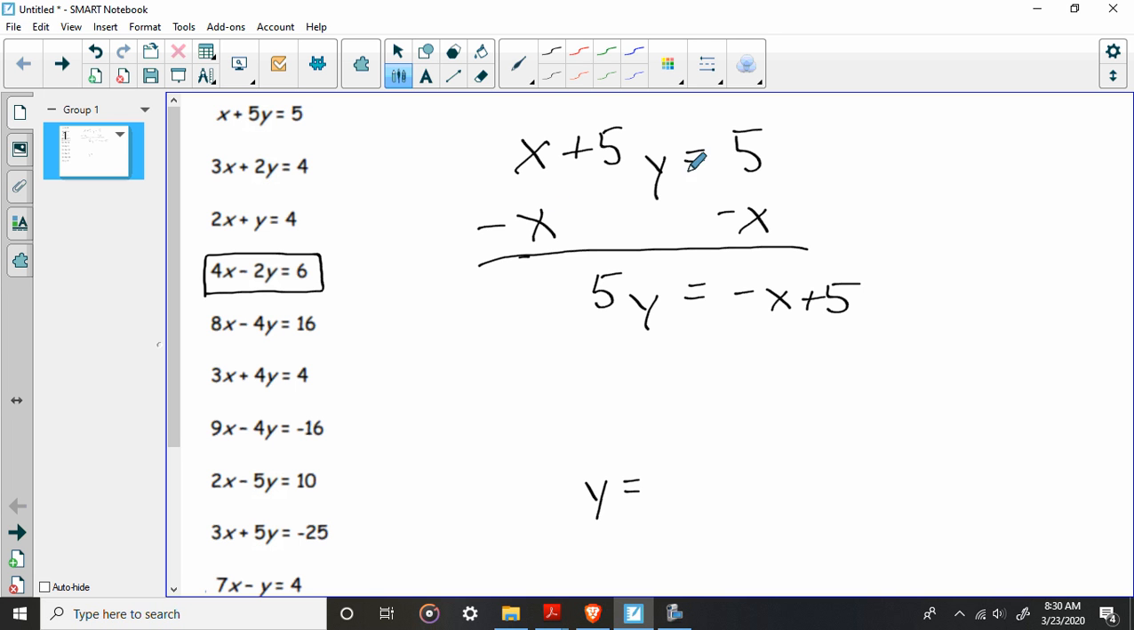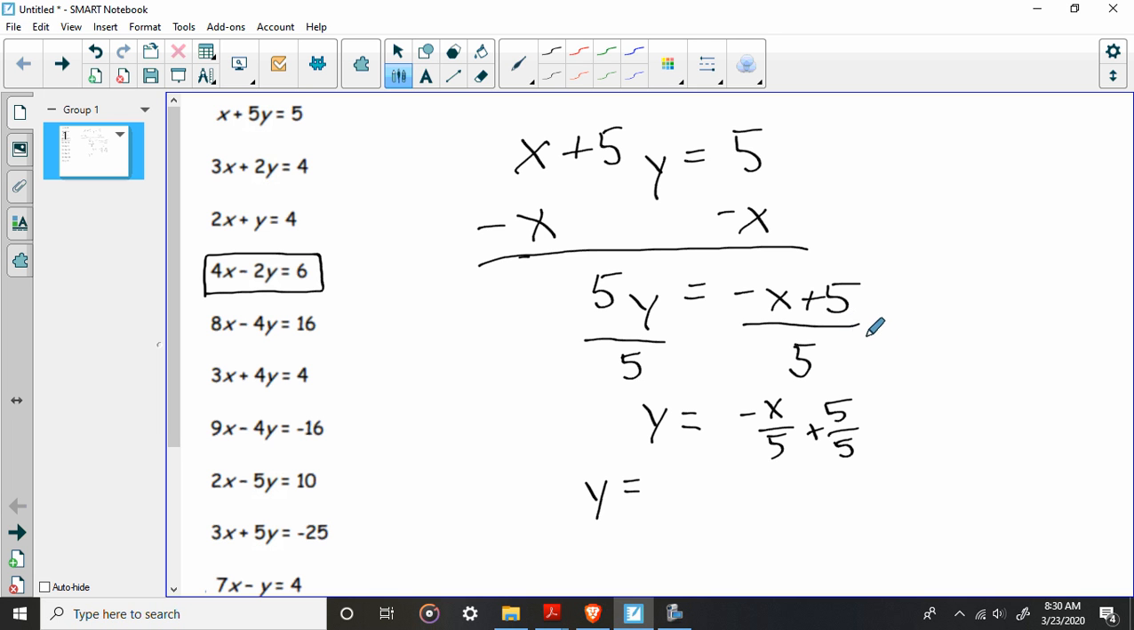So again, what do I have here? Negative x plus 5, okay? And my next step is we're going to have to go ahead and divide both sides by 5, right? Now, again, this means this 5 has to get distributed. It has to go here, and it has to go here, okay? So 5 divided by 5, that's just going to be y, right? So that's kind of what we wanted, right? Now, we have negative x over 5 plus 5 over 5, right? Because this 5 has to get distributed to both.